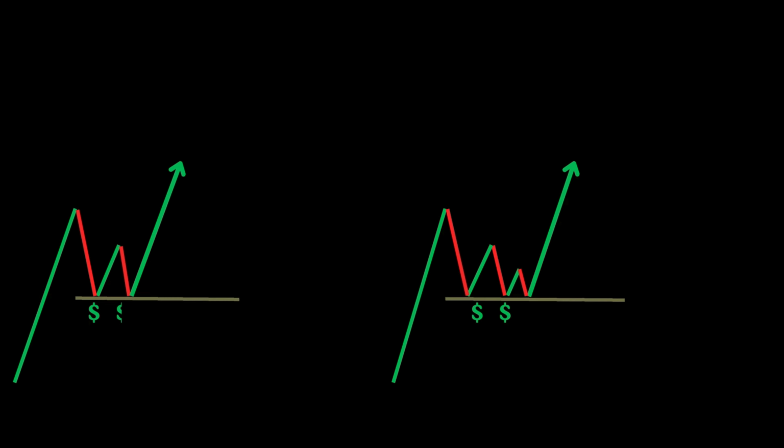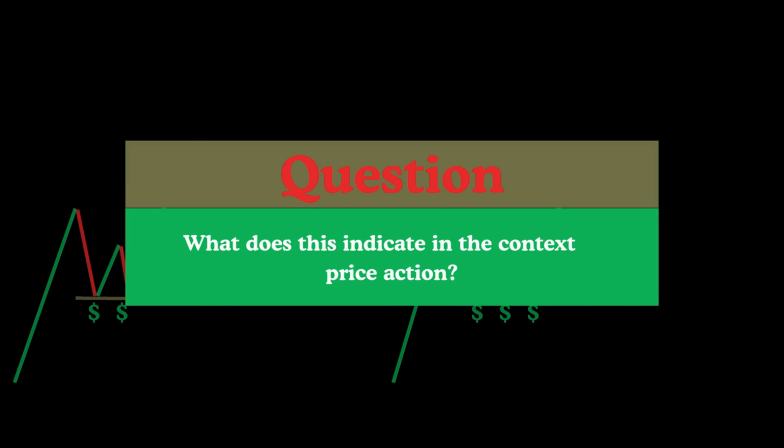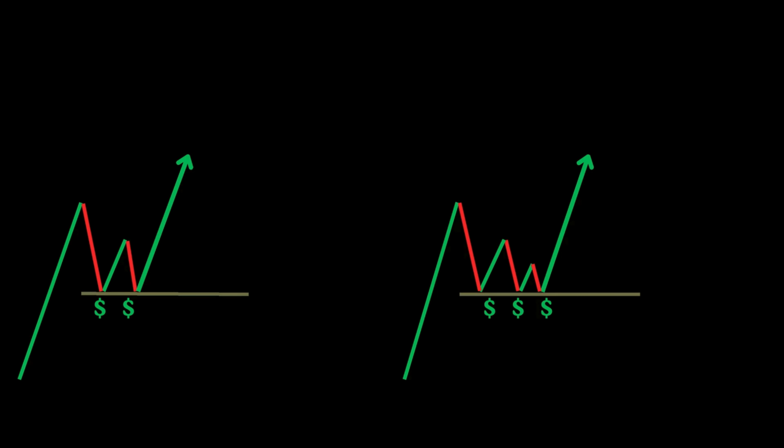Liquidity appears in various forms within the market, but we primarily focus on equal highs and equal lows. As the term implies, equal lows occur when multiple low points align at roughly the same level, and likewise, equal highs form when price peaks are positioned at similar levels. What does this indicate in the context of price action? The double or triple bottoms created on the chart are great places to look for trading opportunities.